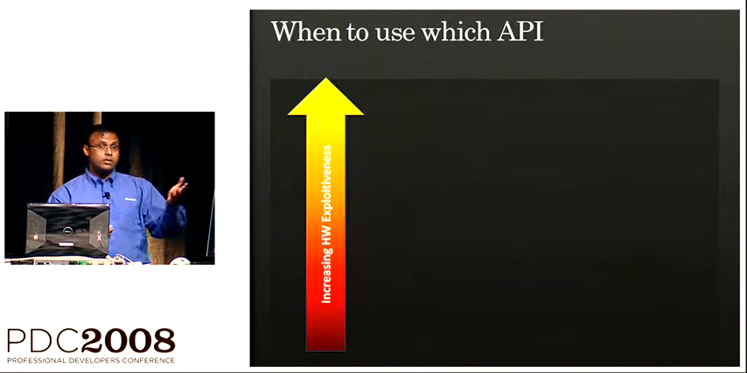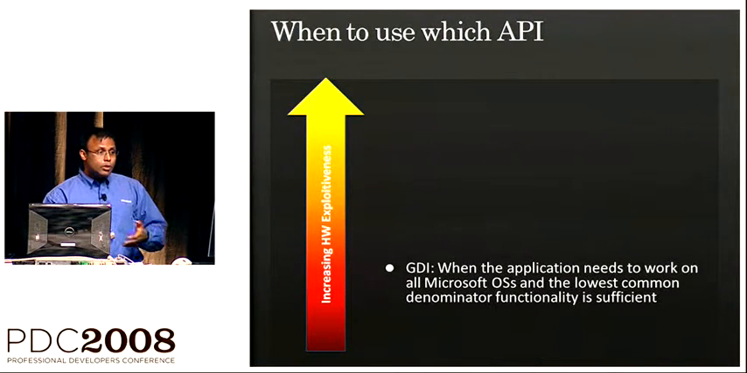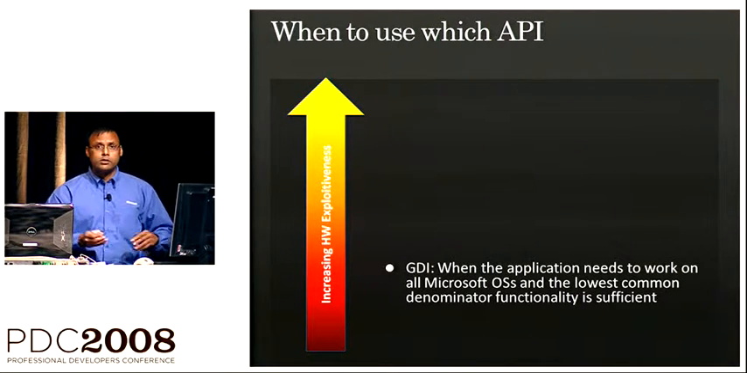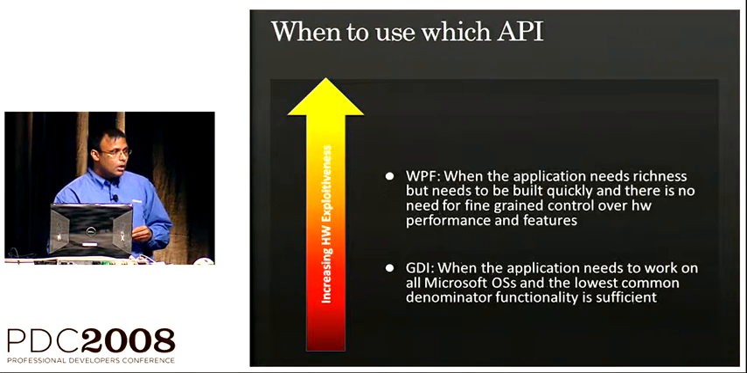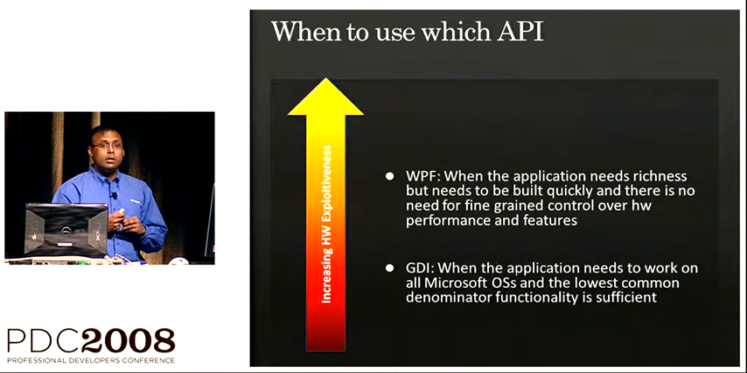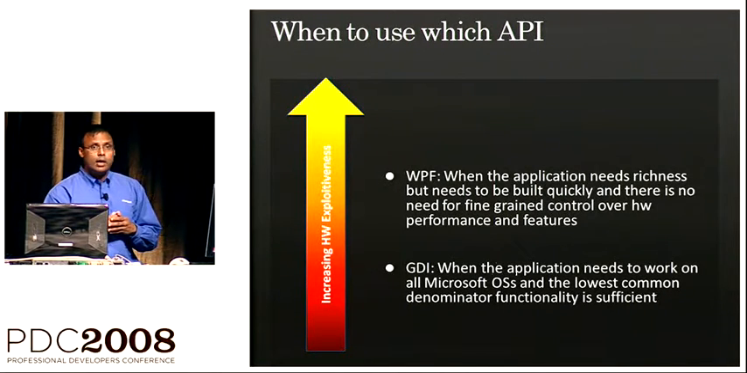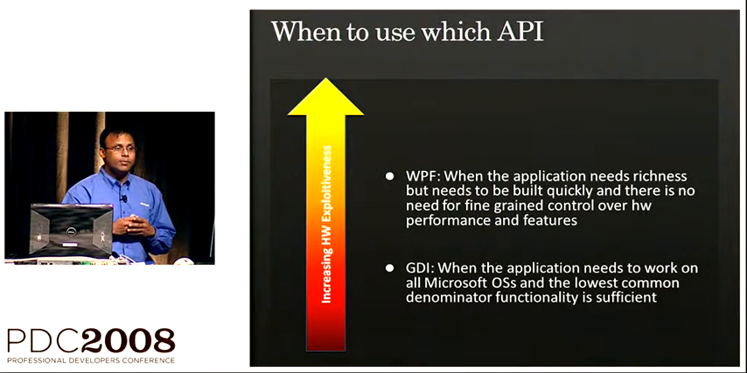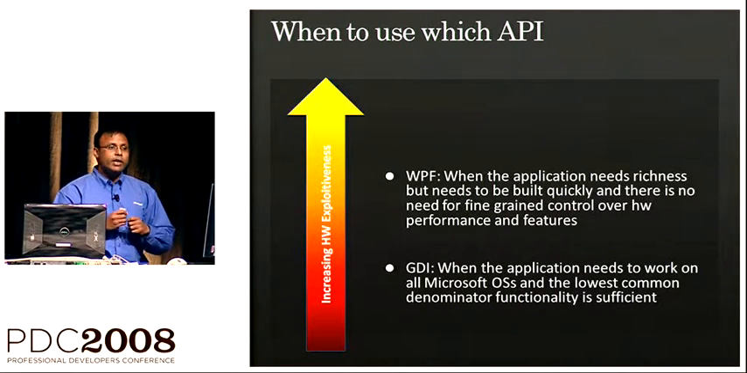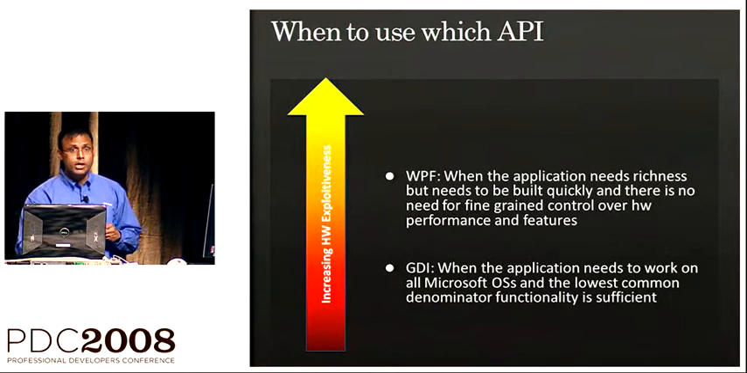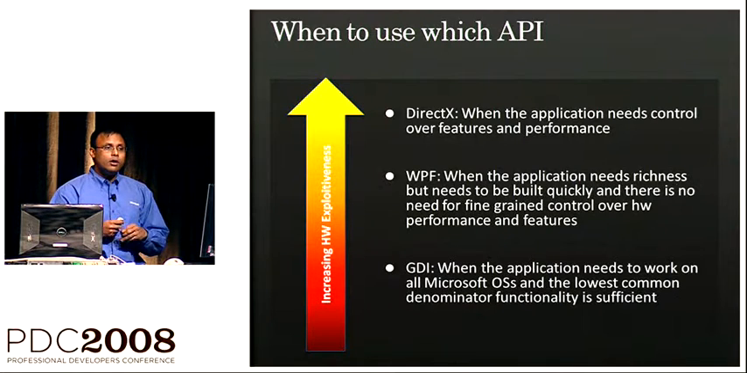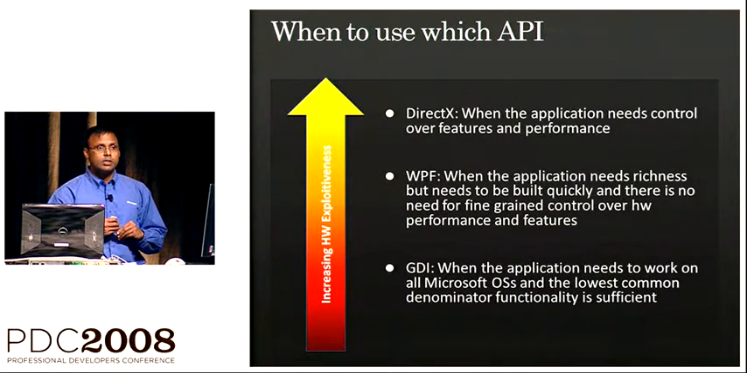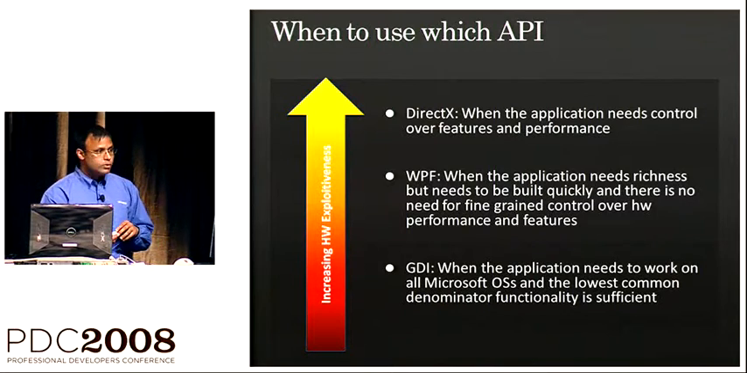So here's my guidance. When your application needs to work on all Microsoft operating systems and the lowest common denominator functionality is sufficient, you would use GDI. But if your application needs a lot of richness and it needs to be built very quickly, and you are okay not having fine-grained control over hardware or performance or features, then you would use WPF. But when you need full control over functionality and performance, and you just need that blistering 3D, then you use DirectX.